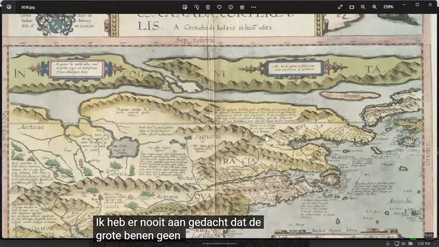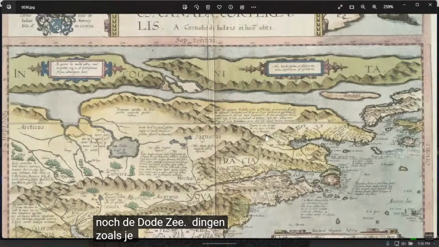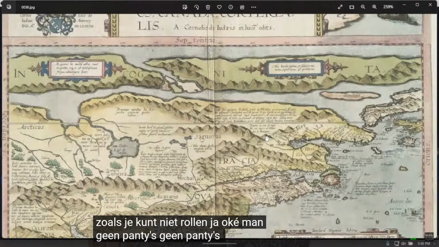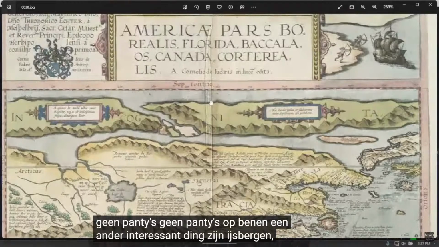The Great Lakes don't exhibit tides? No, nor the Black Sea, nor the Caspian Sea. Nor the biggest dead lake in the world. Nor the Dead Sea? No. Nor Lake Livingston? No. Lake Conroe? No. All right, man. No tides on lakes. No tides. No, man. Another interesting thing is icebergs.